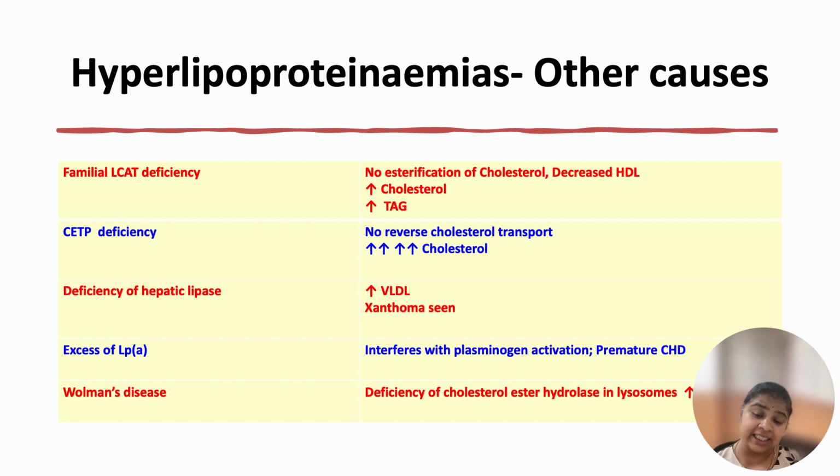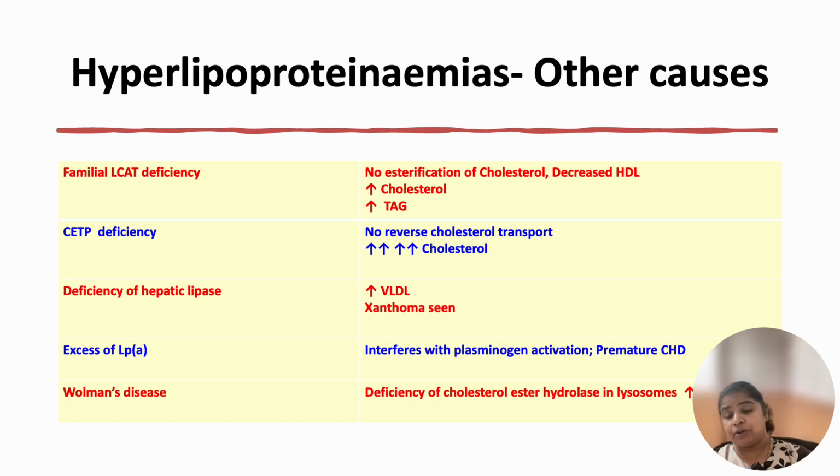CETP deficiency also, this is for transfer of cholesterol from HDL to other VLDL, IDL or LDL fractions. So, there will be increase in cholesterol levels. Excess of lipoprotein A: lipoprotein A resembles plasminogen and inhibits breakdown of fibrin, interferes with activation of plasminogen and can lead to premature coronary artery disease.